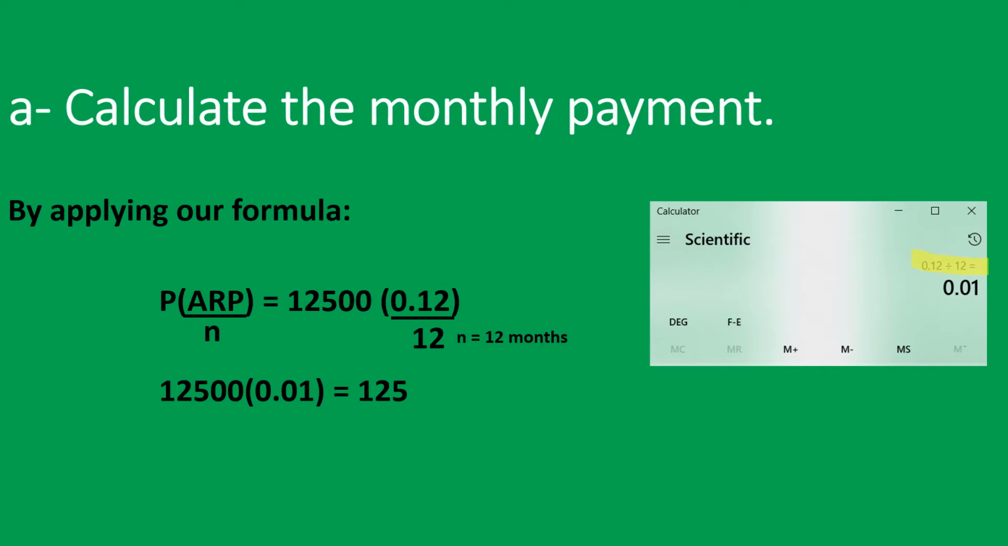On the right hand side you can see my calculation, how you solve the question in the calculator. Once we divide the interest rate 0.12 by 12 months, we get 0.01. Once we multiply that by principal 12,500, the answer is 125. So one part of our formula is done. Let's go resolve the second part of our formula.